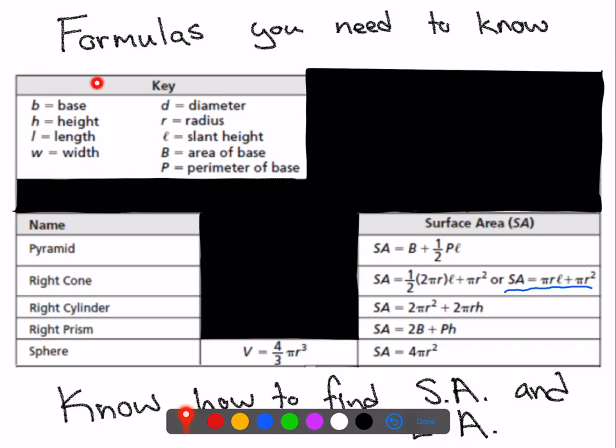So make sure that you guys study this up. Make sure that you guys are comfortable with these before you take the test. It will greatly benefit you guys to know these formulas. All right, let's go ahead and get started.